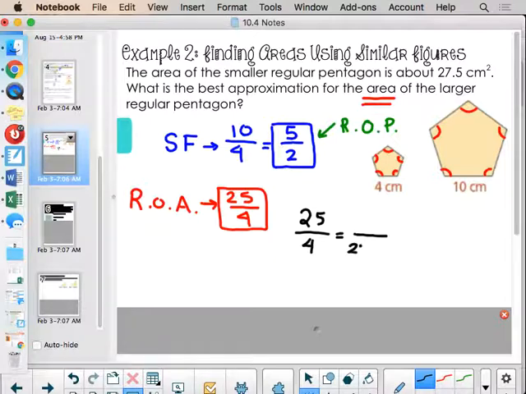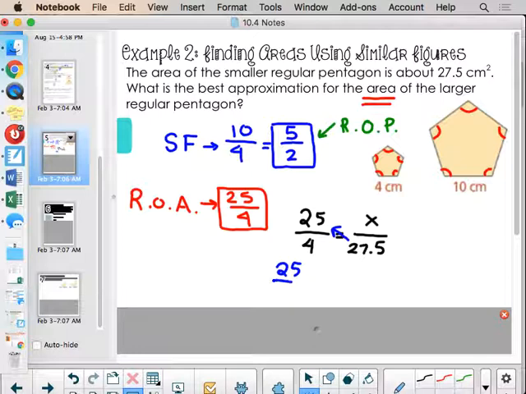Why is it going to go in the bottom? I agree. 27.5 goes here, but why? Why couldn't I put it in the top, Anna? Very good. It has to go with the 4 because that is the smaller pentagon. So you have to stay consistent. So I'm solving for x, and x represents the area of the larger pentagon. So there's your proportion. So what do you got to do to solve your proportion? Cross multiply.